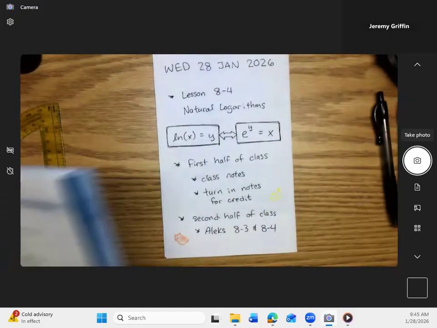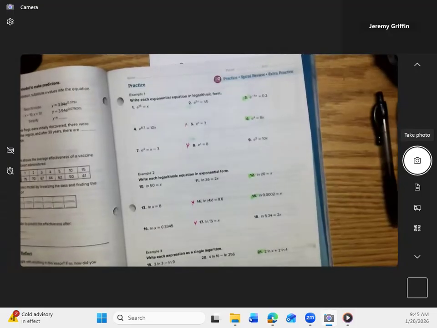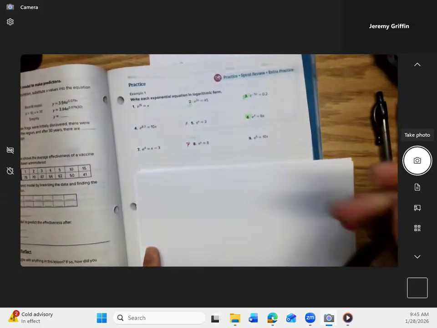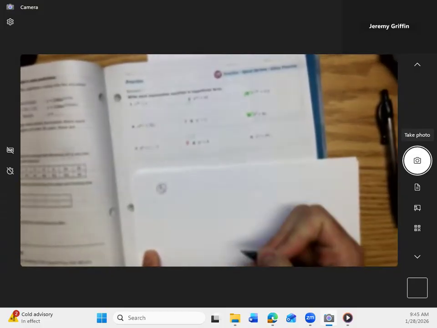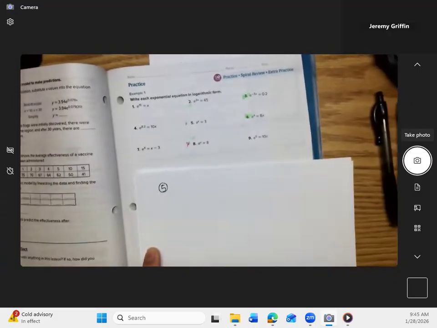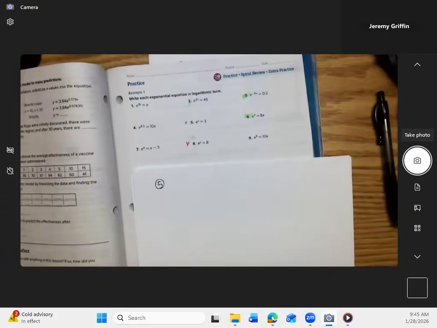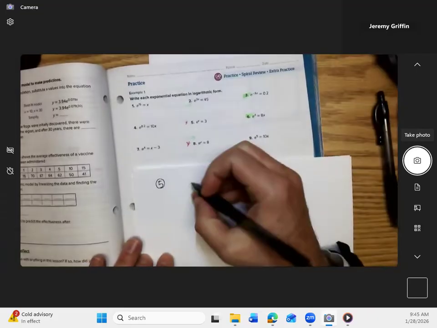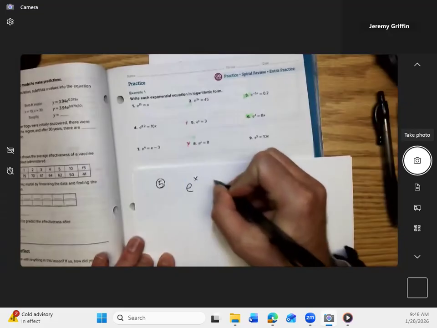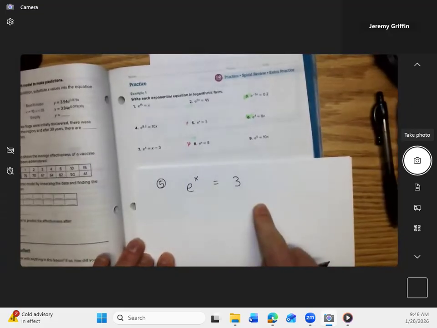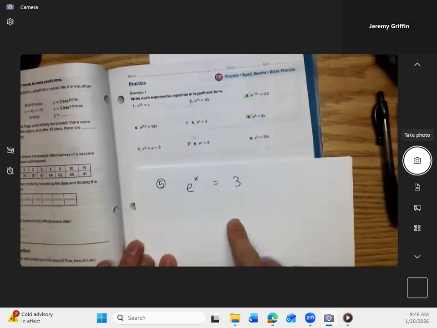Let's start with number 5. What we're supposed to do is convert the exponential equation into logarithm form. Do you guys write your name on your paper for your notes? Everybody does have paper, right? When you turn these in, I'll give you credit. Number 5 says e to the power x is equal to 3. Guys, go ahead and write that in log form. How can I write that as a logarithm?